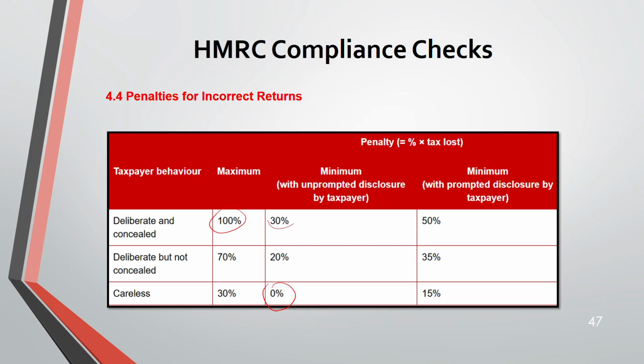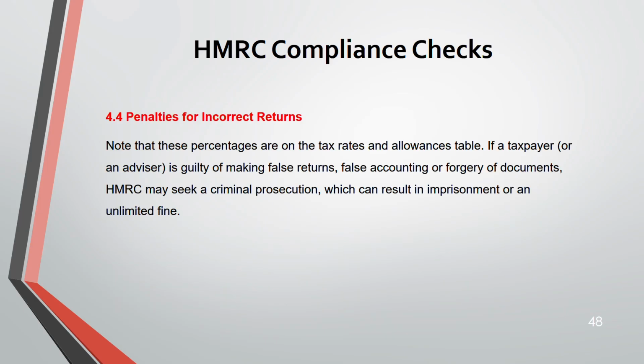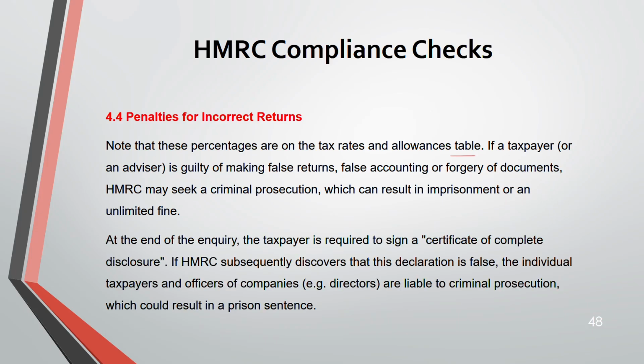Now, these percentages, thank God, will be given to you in your table. It's there in your tax rates and allowances table, which will be provided to you in the exam. If a taxpayer is guilty of making a false return, again, fine or imprisonment. Again, they have to sign a certificate of complete disclosure.